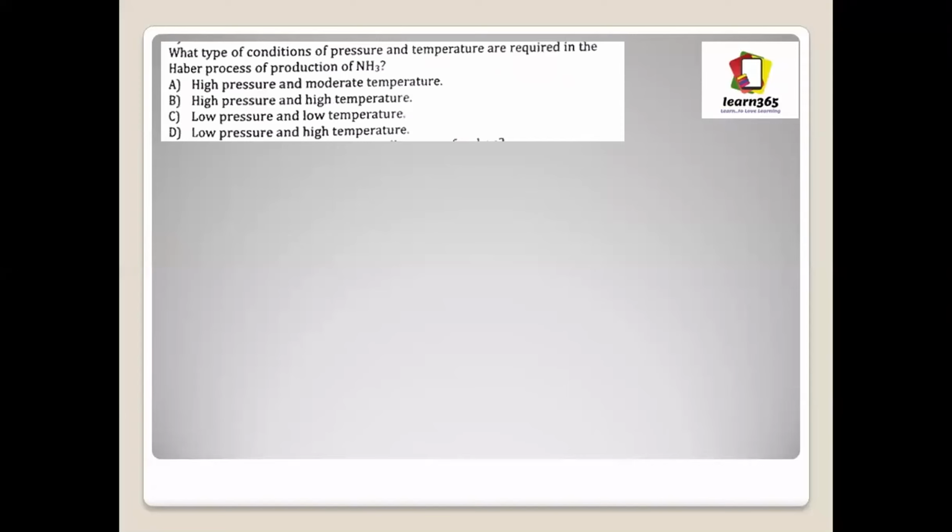Very important concept. What type of conditions of pressure and temperature are required in the Haber's process for the production of ammonia? I'm sure this is a very important question often asked in examinations. High pressure, moderate temperature. High pressure, high temperature. Low pressure, low temperature. Or low pressure and high temperature.